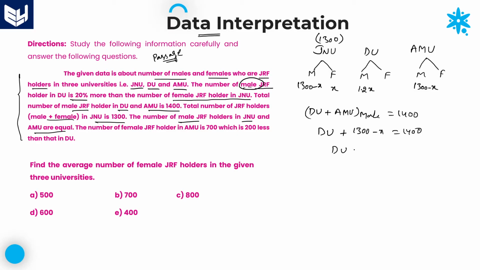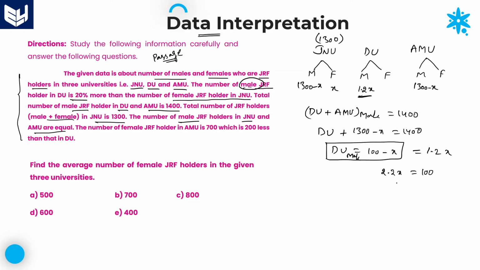Therefore, DU is equal to, this entire value goes to the right side, 1400 minus 1300, that will be 100 minus x. This is the value of DU male JRF holders. And this value which we got earlier is 1.2x. Now from this, minus x goes to the right side, it will be plus x. So x plus 1.2x, which is equal to 2.2x, that is equal to 100.